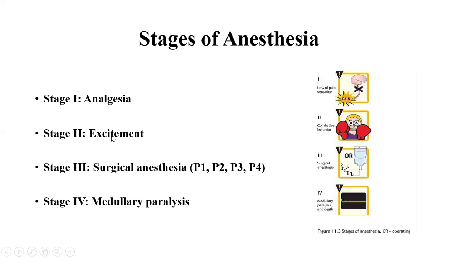Then the second stage, in this stage, the animal becomes hyper excited. The animal's behavior becomes very violent and combative. He will show aggressive movements. That's why it is known as the stage of excitement. And the third stage is the stage of surgical anesthesia. This is the most desirable stage because in this stage we can perform the surgery.